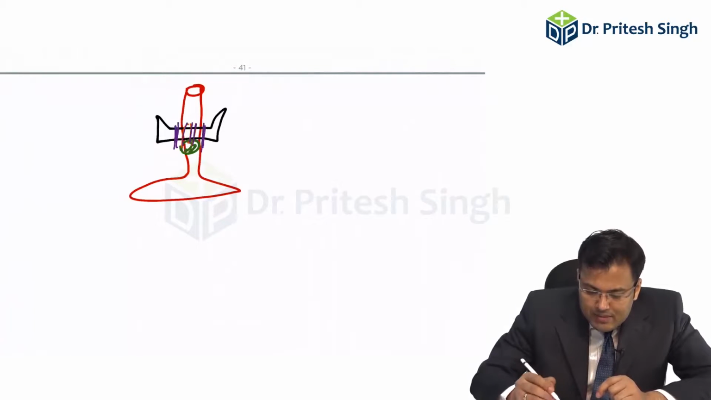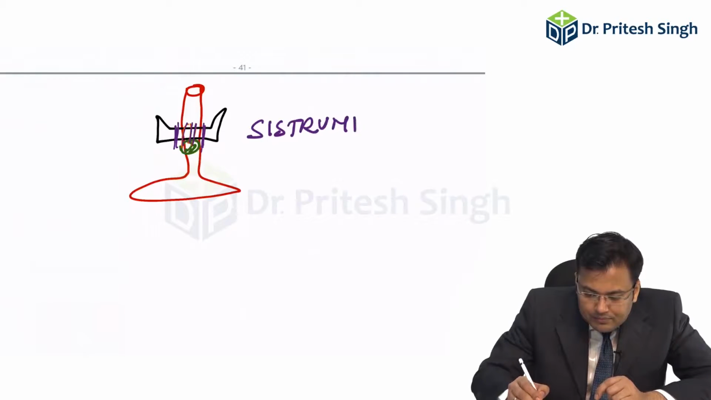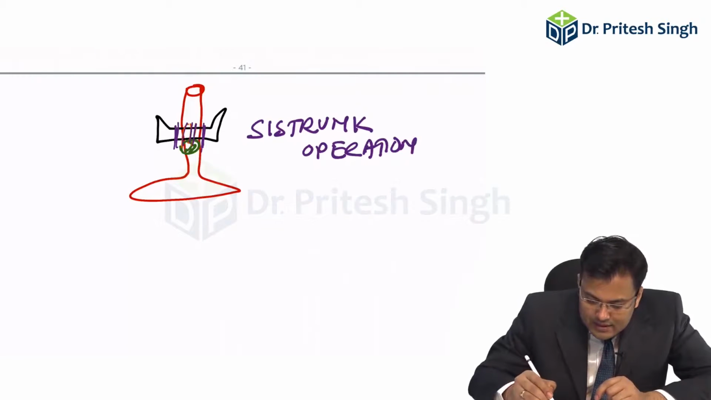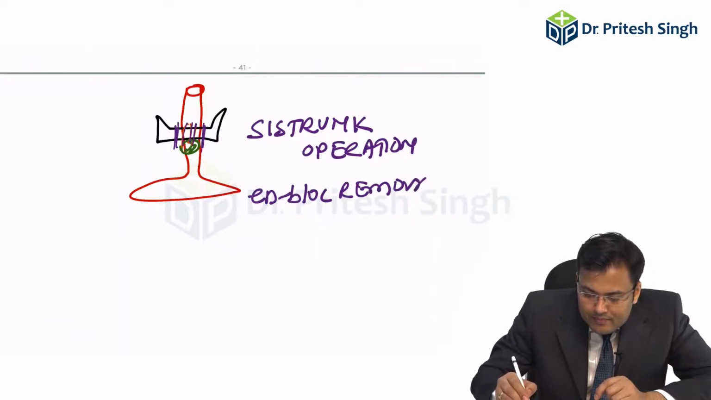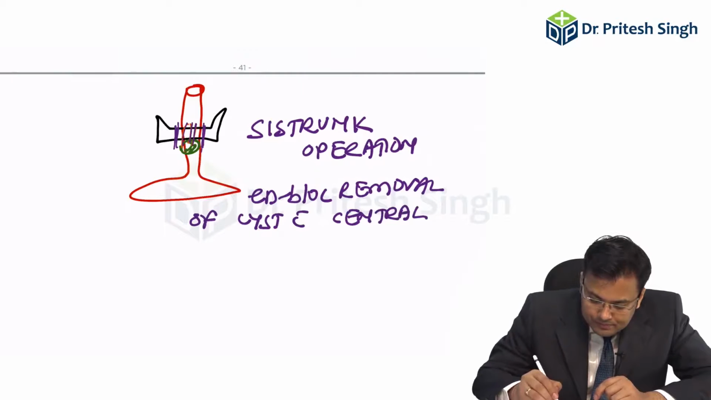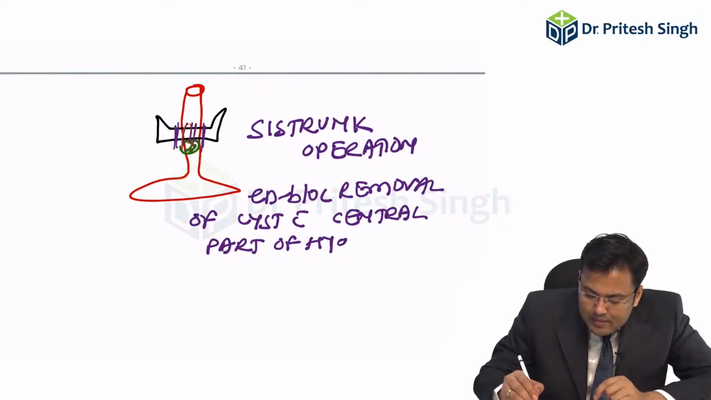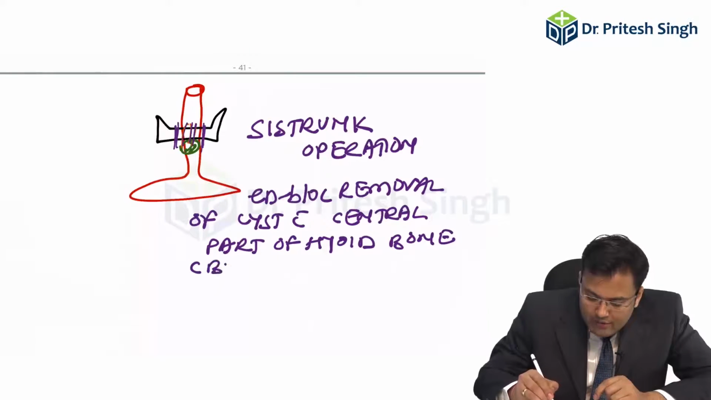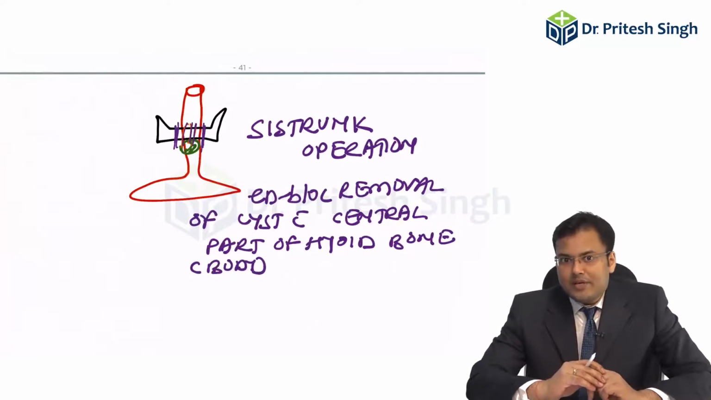So what is the treatment? Treatment is Sistrunk operation. And what is this Sistrunk operation? This is en bloc removal of cyst with central part of hyoid bone. Central part means body. Central part or body of hyoid bone. So this is Sistrunk operation.